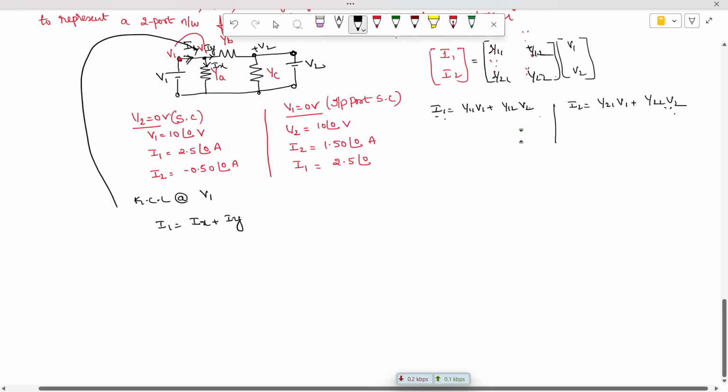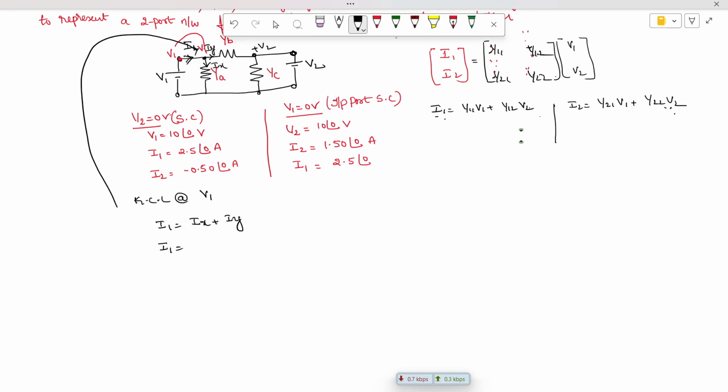So how are we going to write down I1? I1 is equal to the current Ix plus Iy. The voltage at this point is V1. How to write down the current Ix? We have I equal to V by R, so 1 by R we can write as Y. So Ix is V1 into YA, plus the current Iy, which is V1, high potential minus low potential, multiplied with YB. That is one set of equation.